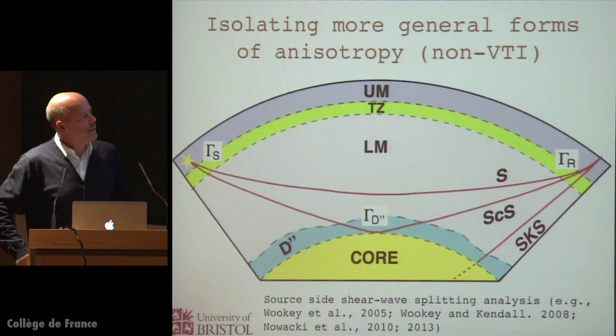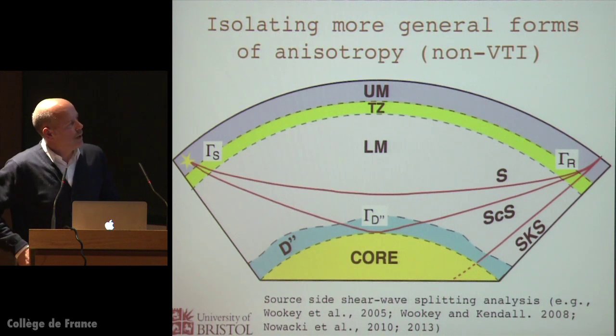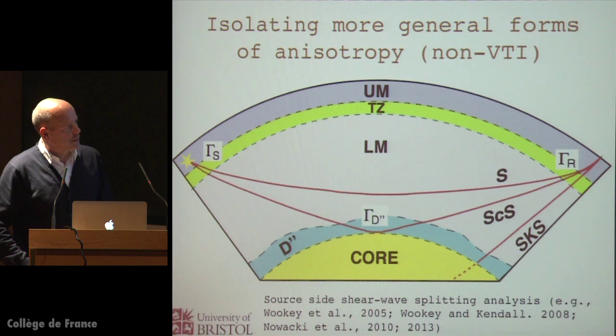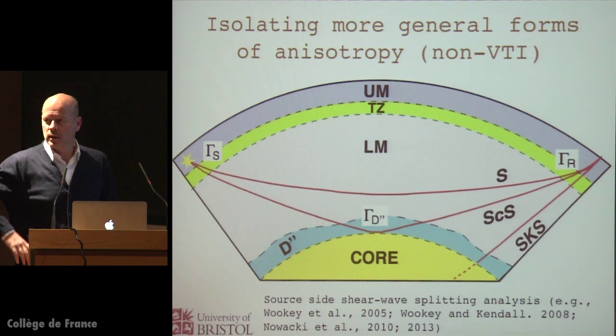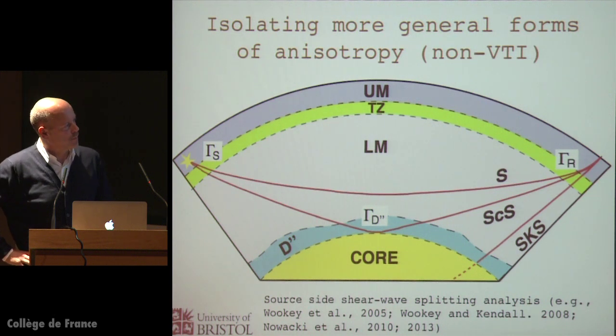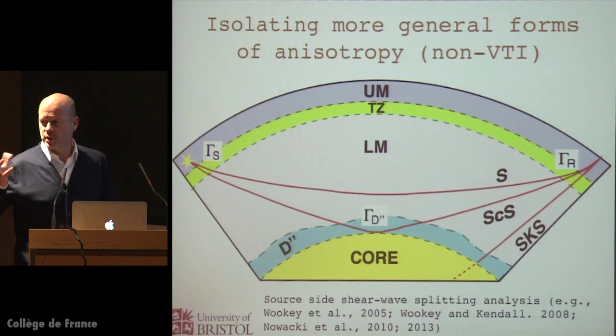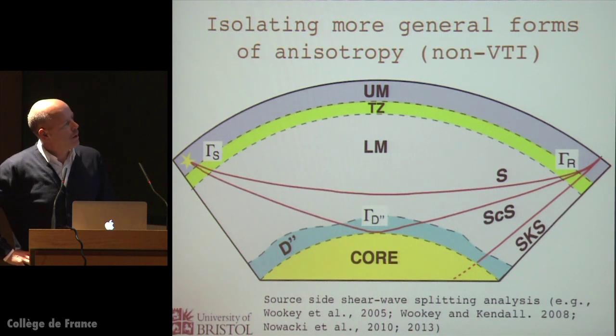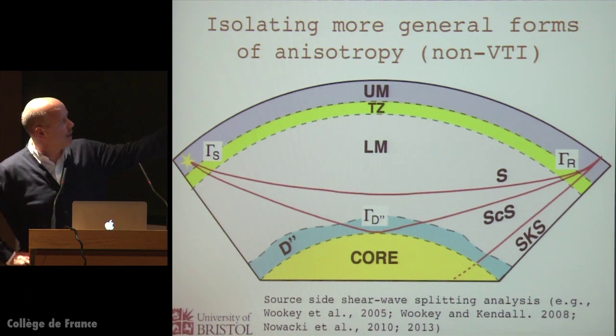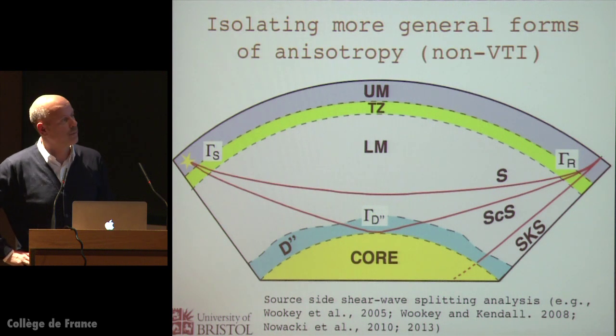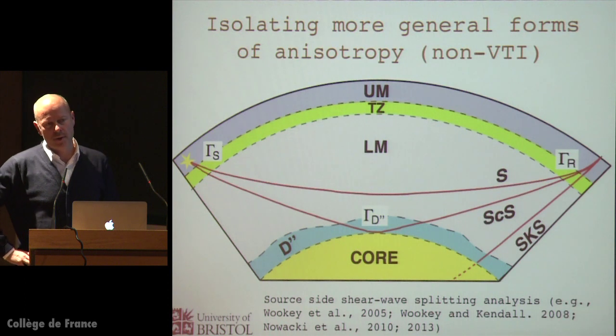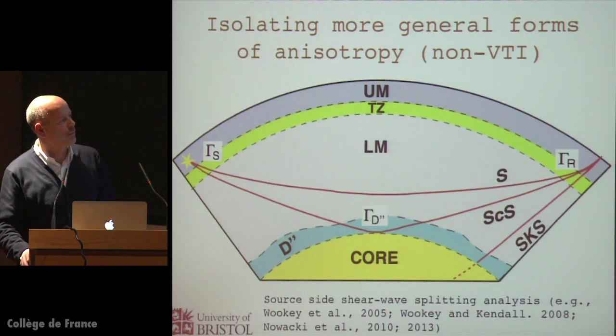So what we've done is tried to pull apart the waveforms a bit better and look at what we call source-side shear wave splitting analysis, to really constrain the anisotropy to the D double prime region, but also invert for a more general form of anisotropy. This gets difficult because we know the uppermost mantle in both the area of the receiver and the source are most probably anisotropic. So one has to account for that first, and one has to apply the splitting operators very carefully. They're not commutative in their operation.